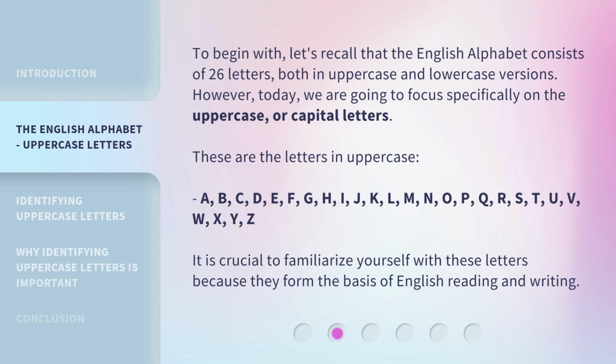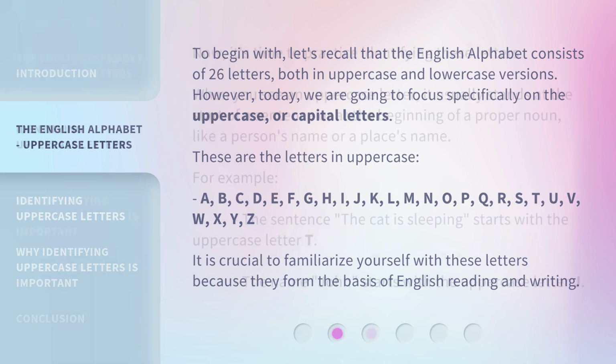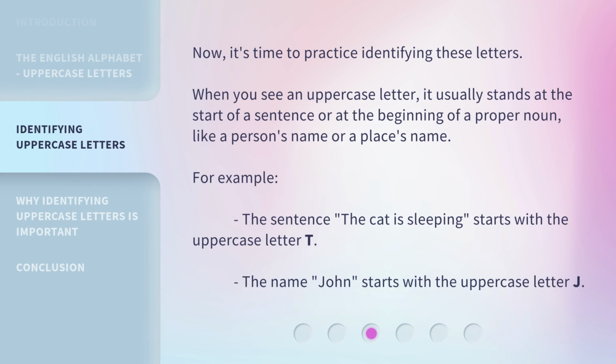It is crucial to familiarize yourself with these letters because they form the basis of English reading and writing. Now, it's time to practice identifying these letters. When you see an uppercase letter, it usually stands at the start of a sentence or at the beginning of a proper noun, like a person's name or a place's name. For example, the sentence, "The cat is sleeping," starts with the uppercase letter T. The name, John, starts with the uppercase letter J.